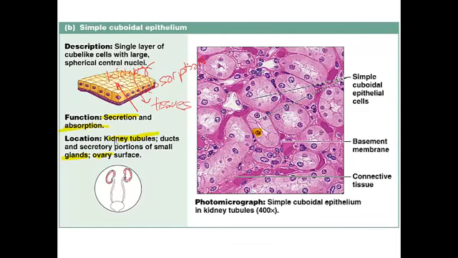So you need to know the location where you find simple cuboidal epithelium in the kidney tubules, as well as in certain ducts, which we'll talk about in the next mini lecture, of glands, and also on the ovary surface. Notice in this highlighted figure here that the simple cuboidal epithelial cell would have a nucleus that almost takes up the entire square-shaped cell.